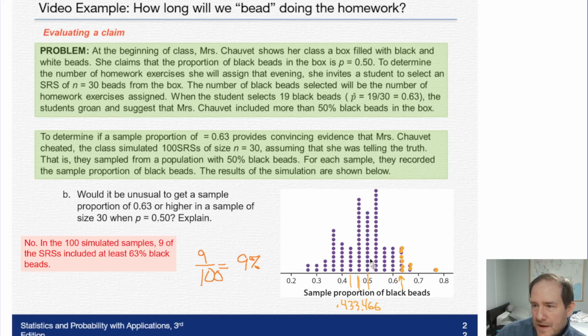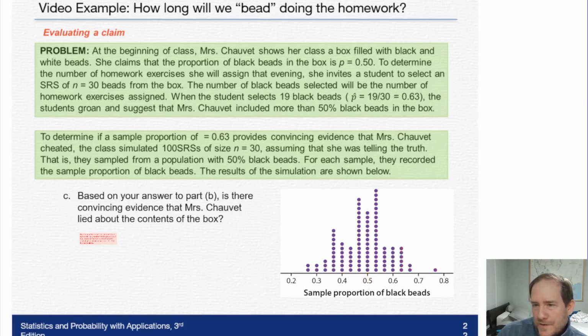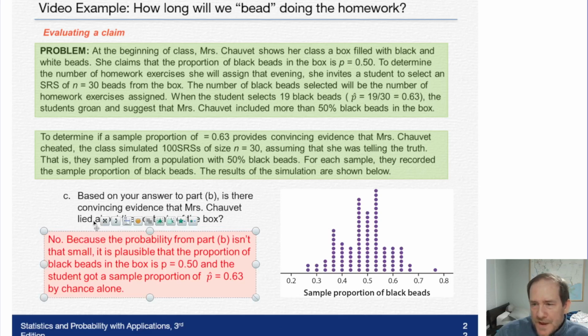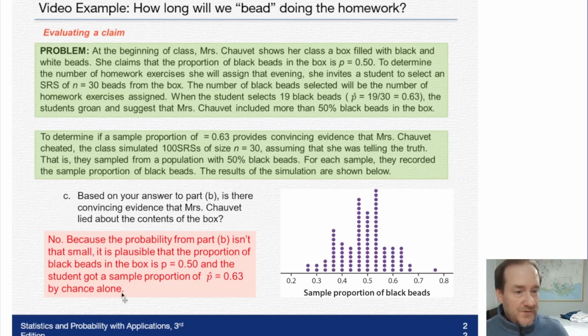All right, so part C says, based on your answer to part B, is there convincing evidence that Mrs. Chauvet lied and cheated about the contents of the box? Again, you would say, nope. We're saying no because the probability from part B, the 9% probability, it's not that small. It's plausible that the proportion of black beads in the box truly is 50%, like she said it was, and that the students just got a sample that was this much higher just by chance alone. It's just up to sample variability.